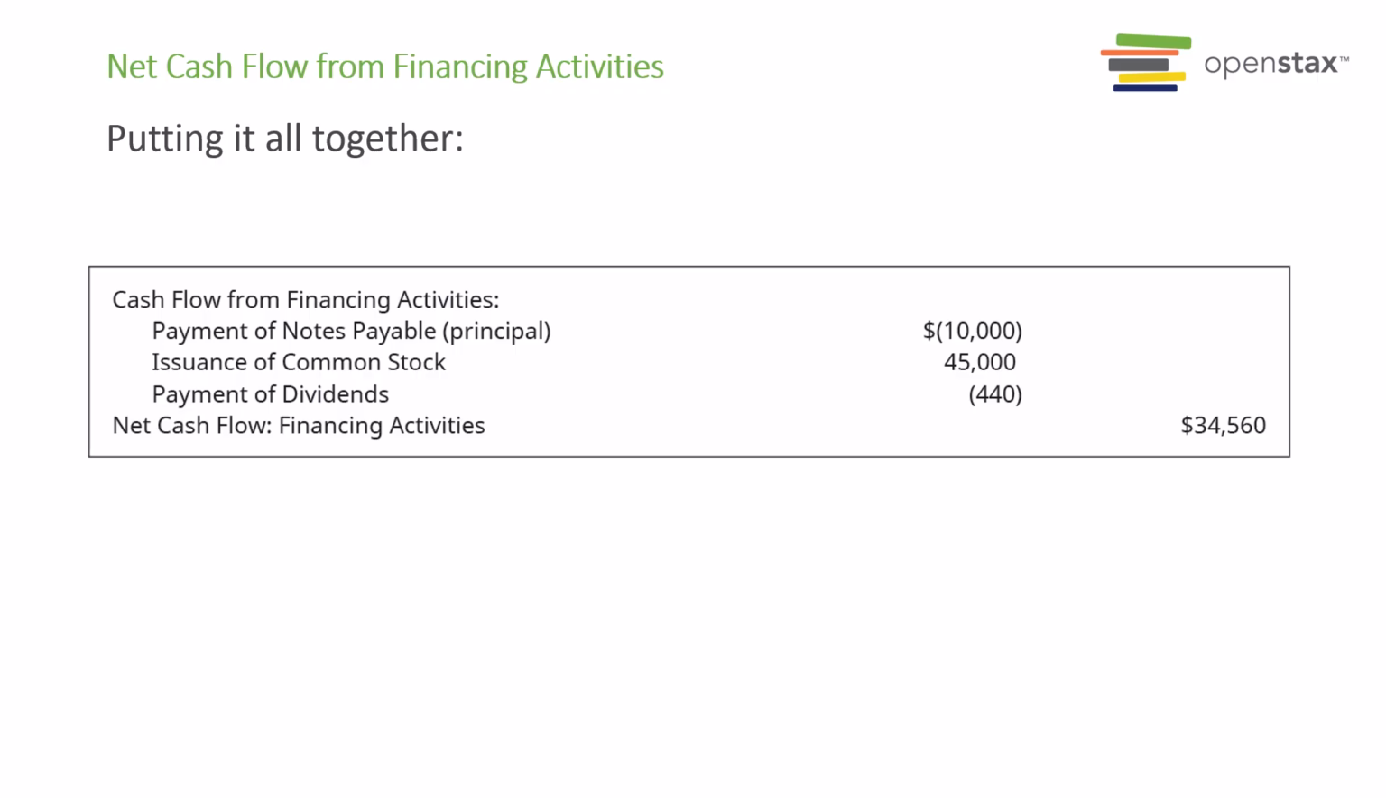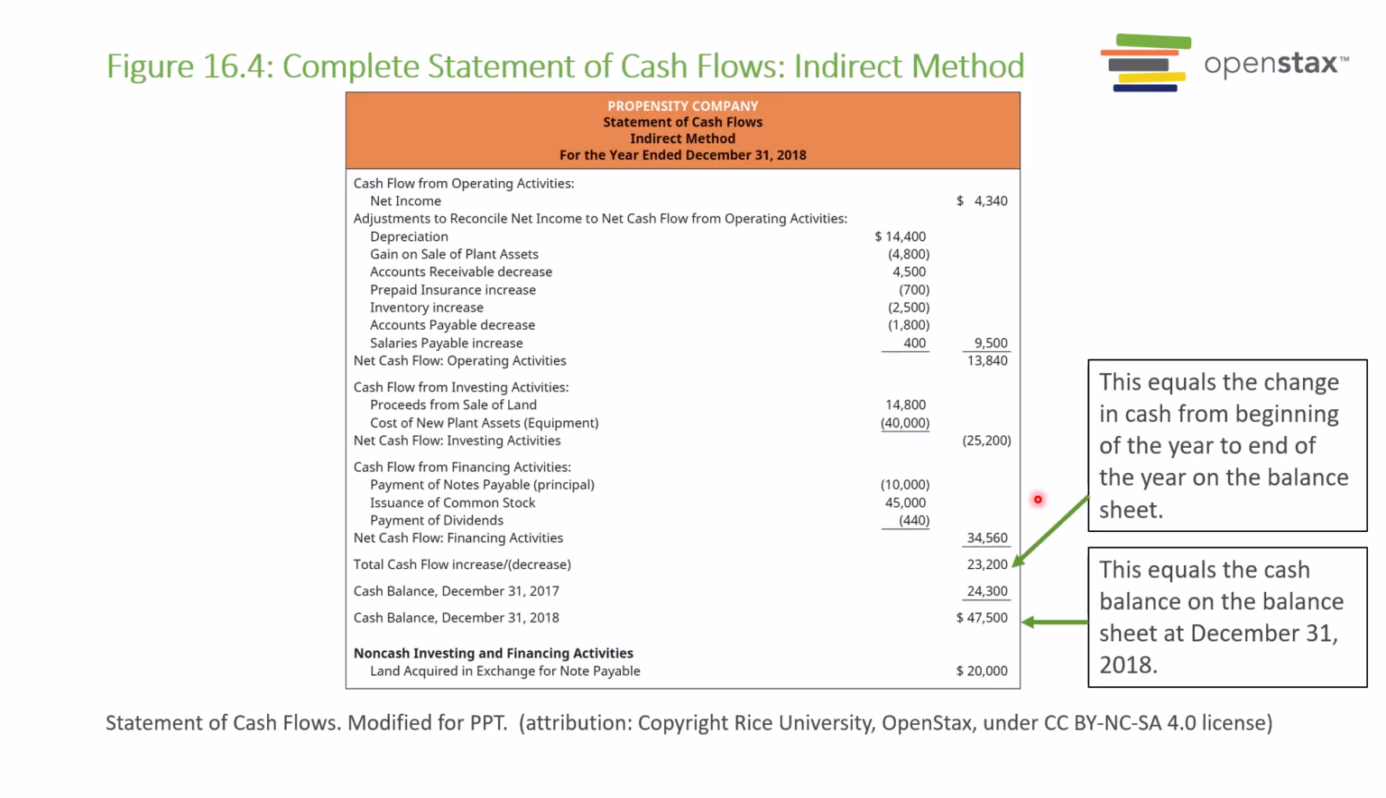And so here is our financing section, clearly labeled cash flow from financing activities. We indicate our notes payable change, our common stock, and our dividends. Add those together, and we had a change in cash flow of $34,560 in this section. So now we're ready to wrap up and check our work.